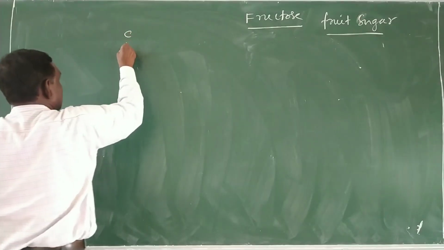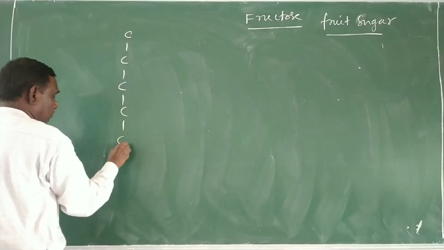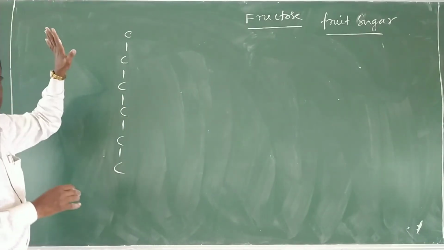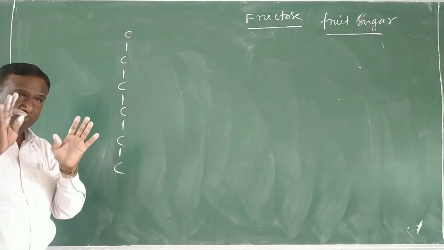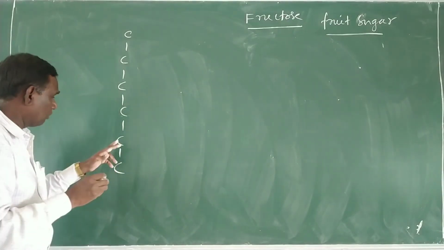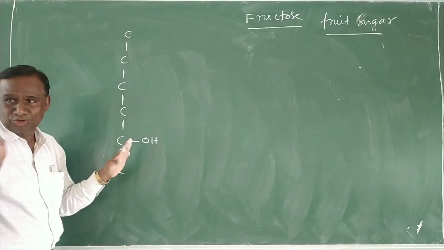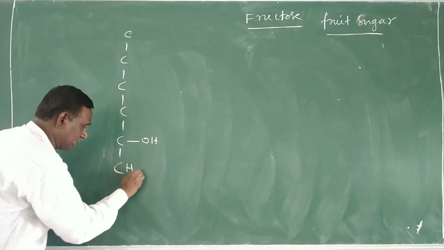That is 1, 2, 3, 4, 5, 6. So 6 carbon atoms. So what is the rule? We have to write at the 5th carbon atom OH on the right hand side. That is the rule. And the 6 means it should be CH2OH.